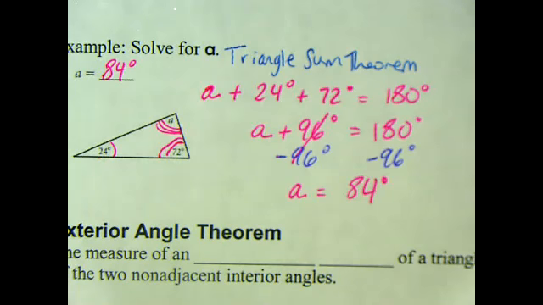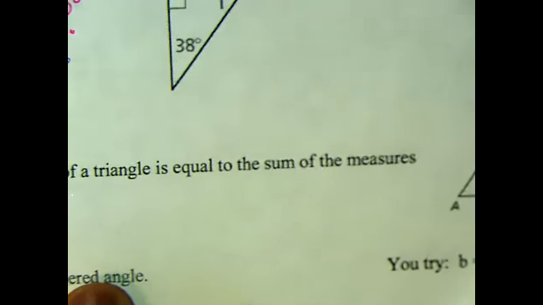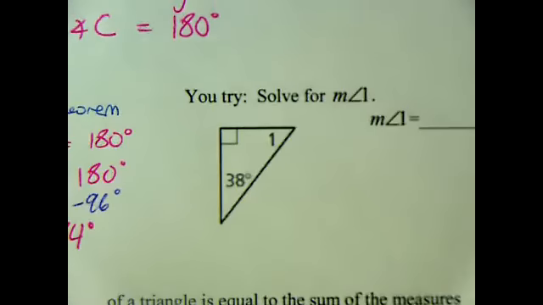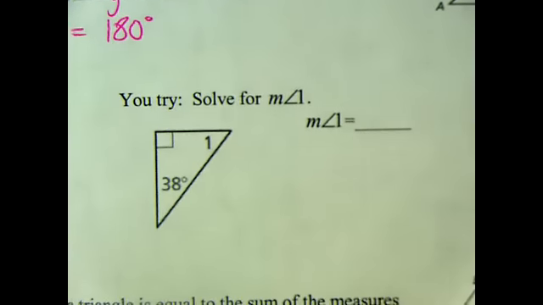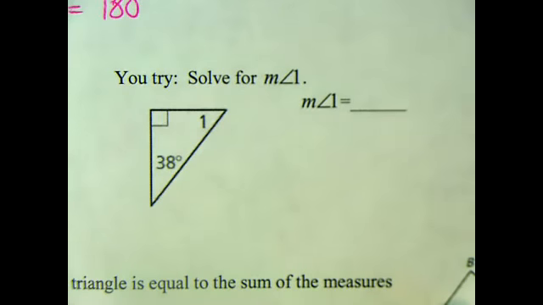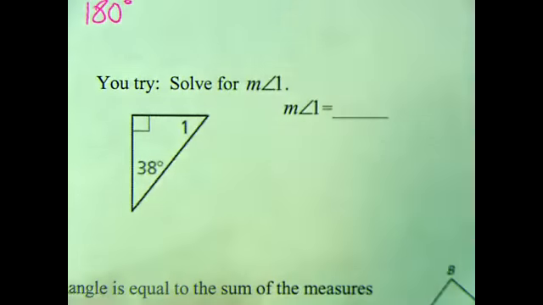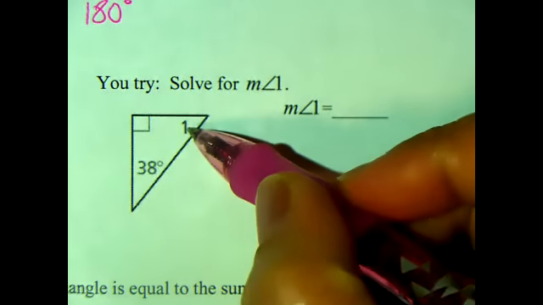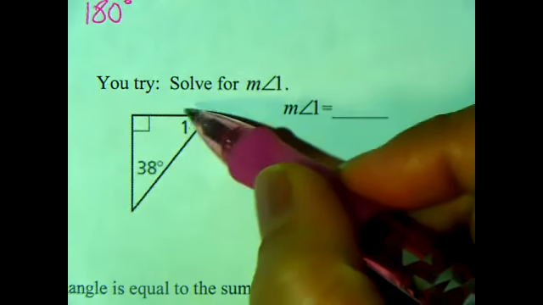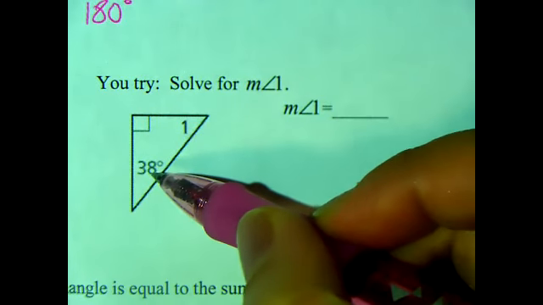Okay, so I want you guys to try this one. You try. Solve for the measure of angle 1. Okay, this 1 is not 1 degree. It's the name of the angle. This is not a number to be added to 38.